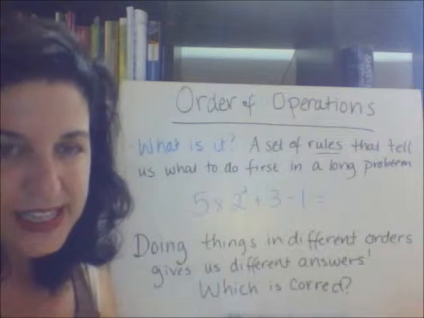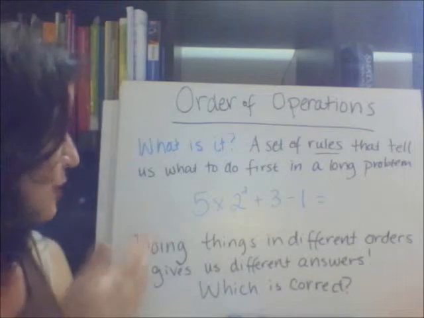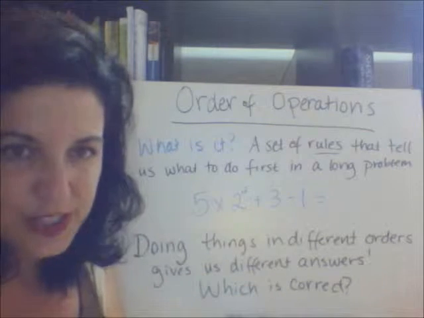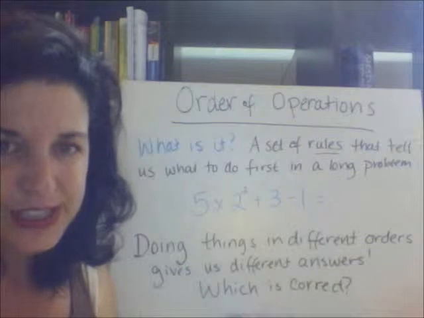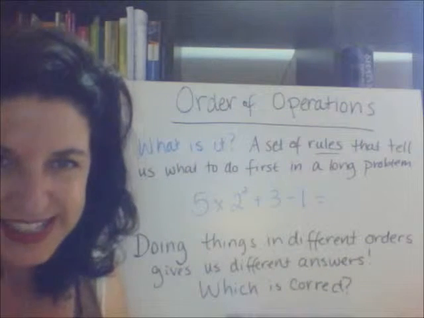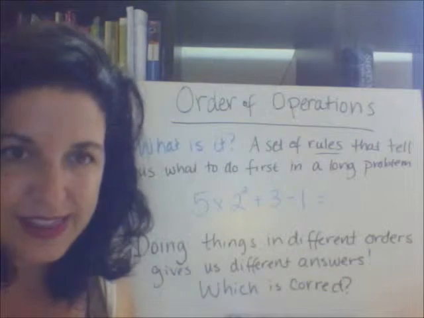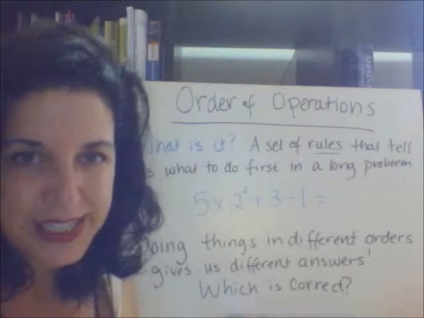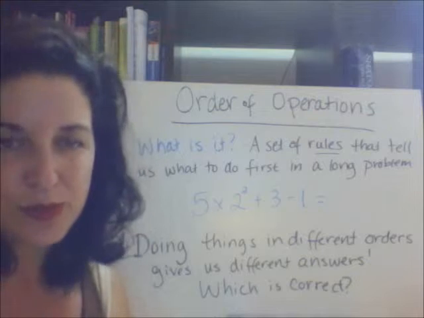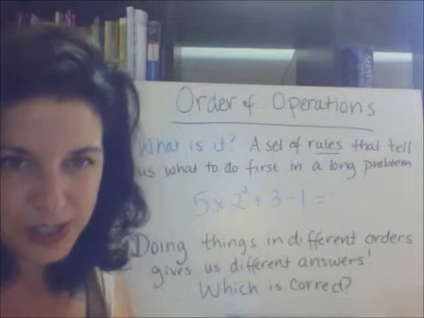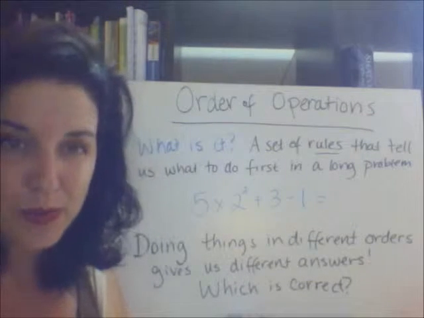If you do it in different orders, so if you do it left to right, you get a different answer than if you do multiplication first or subtraction first. So it's a bit of a puzzle, isn't it? Which is correct? The mathematics world needed to agree on a set of rules about what order we do it in, so that we always know which is the correct answer. That's what the order of operations is.